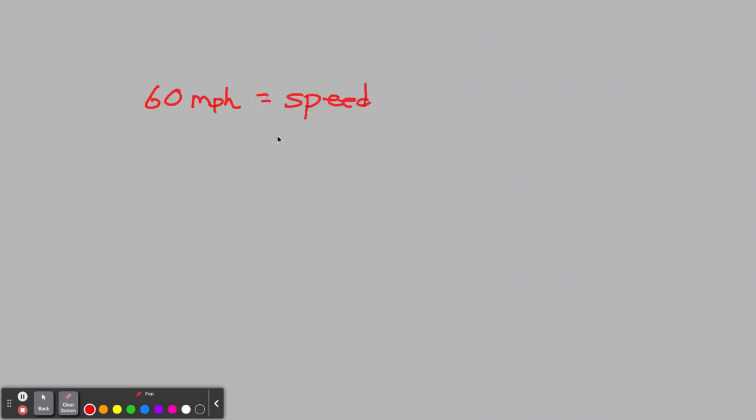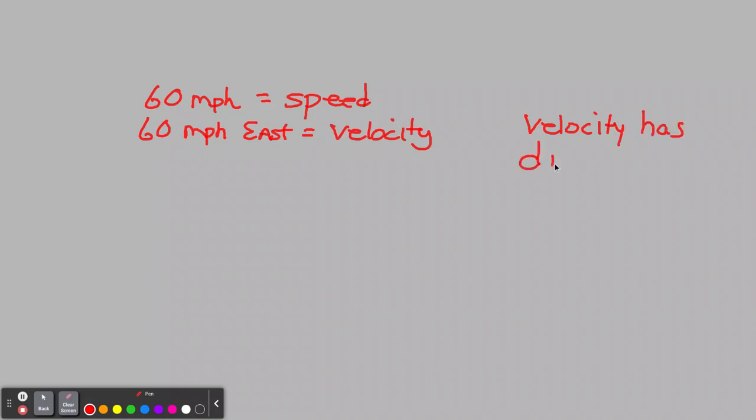You're going 60 miles per hour. But if I say you're going 60 miles per hour east, well, that's your velocity. So remember, velocity has direction. It has direction and magnitude. So here's another word that popped up. Magnitude is size, right? How big or how small something is.